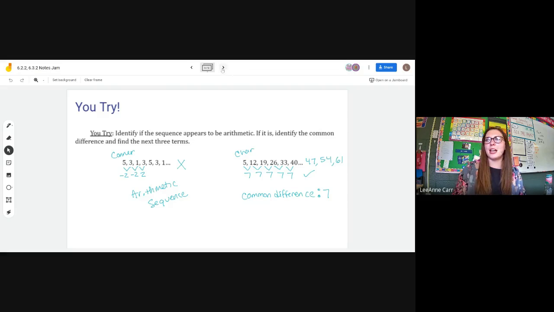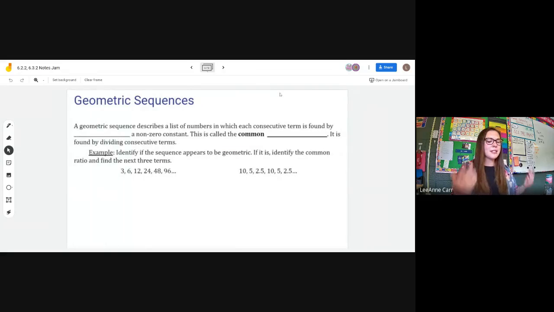All right, I don't see anything in the chat, so I'm going to go into our next frame because we have a different type of sequence. So now we change from arithmetic sequences to geometric sequences. And a geometric sequence describes a list of numbers in which each consecutive term is found by multiplying a non-zero constant. And this, instead of a common difference this time, we call it a common ratio.